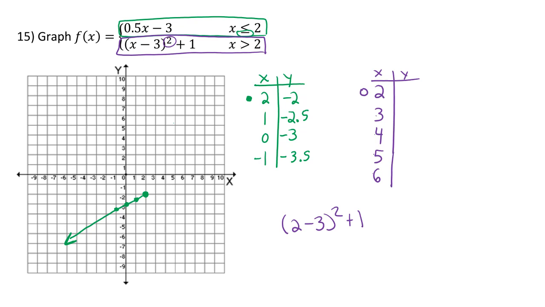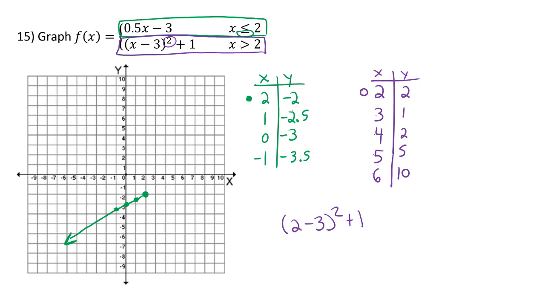And we're going to get, so 2 is going to be a 2, 3 is going to be a 1, 4 is going to be a 2, 5 is a 5, and 6 is a 10 when I plug it in.